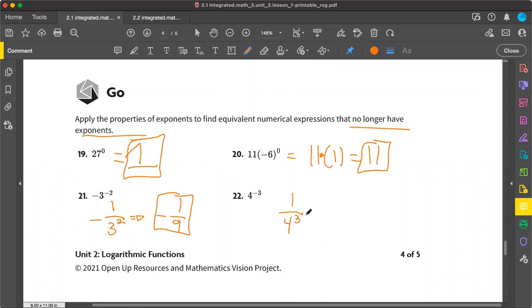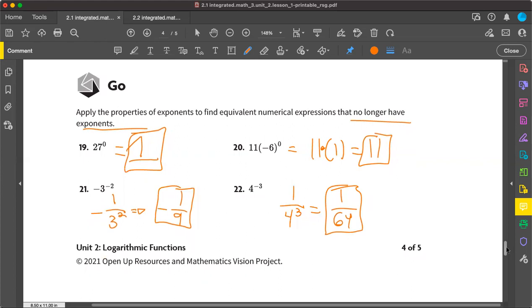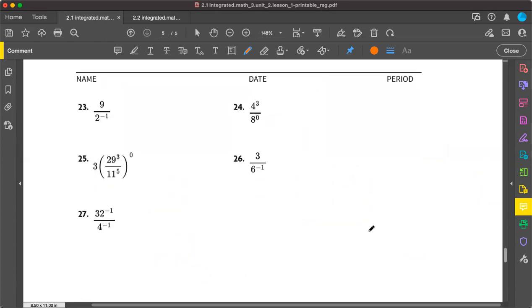Cool, negative exponent here. Pretty simple to take care of. 4 times 4 is 16. 4 times 16 is Nintendo 64. What a console. Incredible. There you go. That's the answer for that. And I believe the rest of the problems are similar.